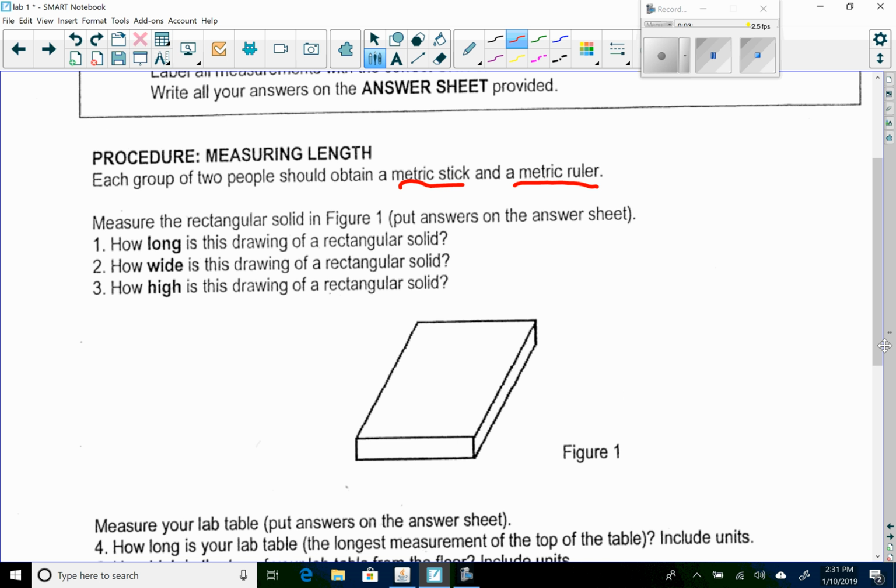Measure the rectangular solid in Figure 1. Put answers on the answer sheet. Question number 1. How long is this drawing of a rectangular solid? Question 2. How wide is this drawing of a rectangular solid? Question 3. How high is this drawing of a rectangular solid?